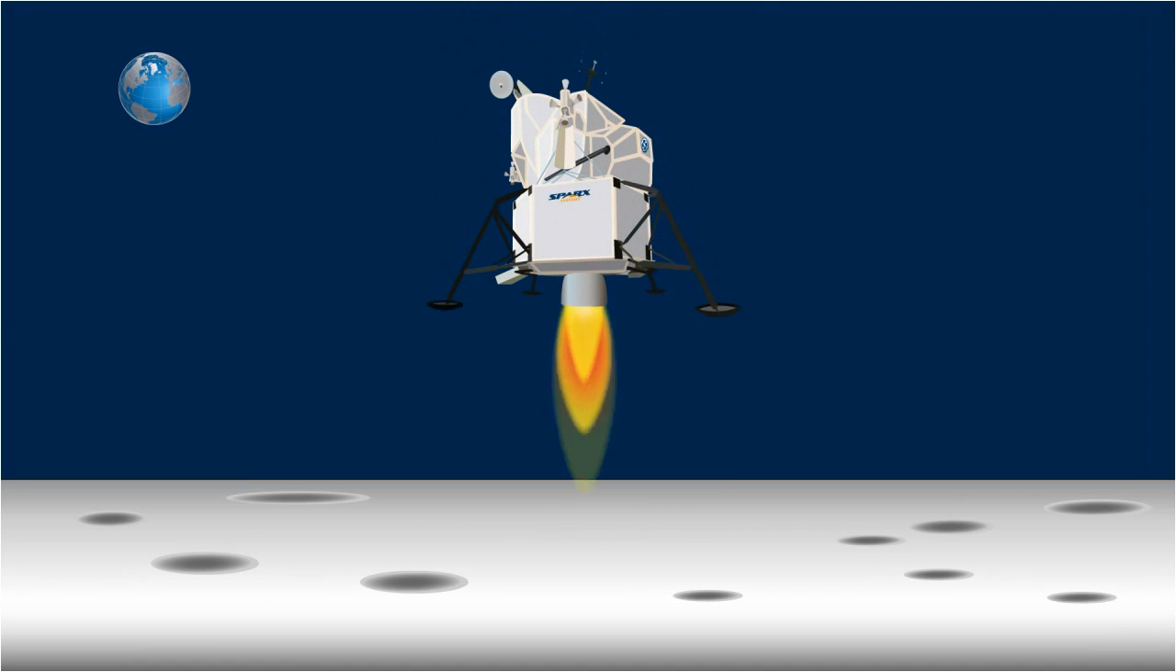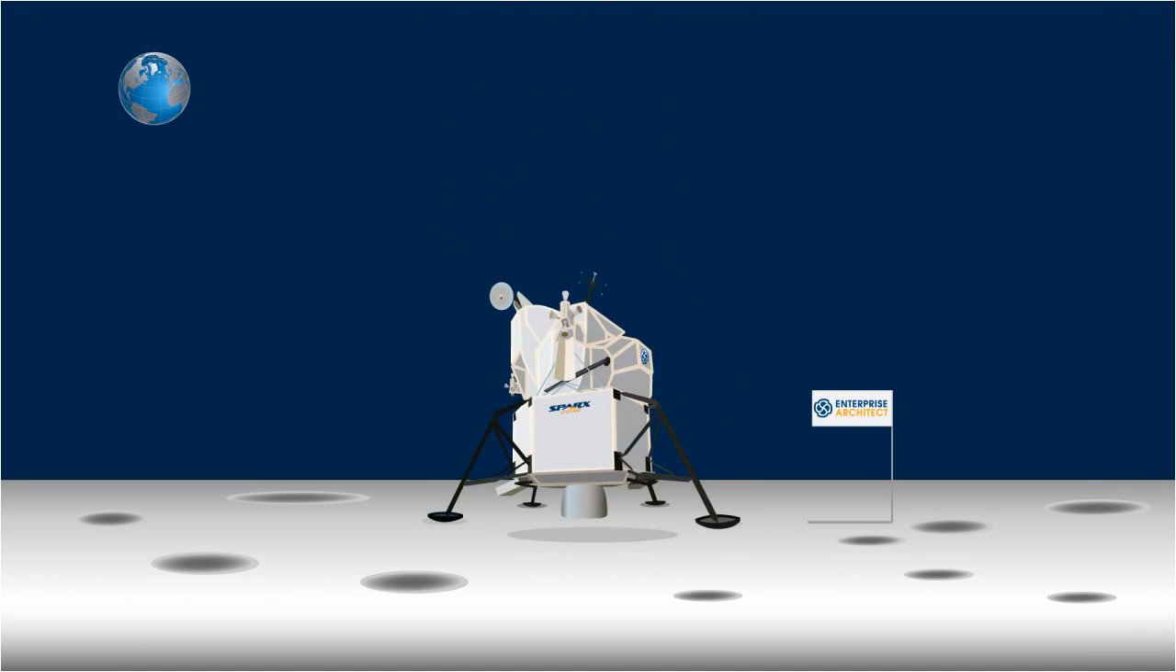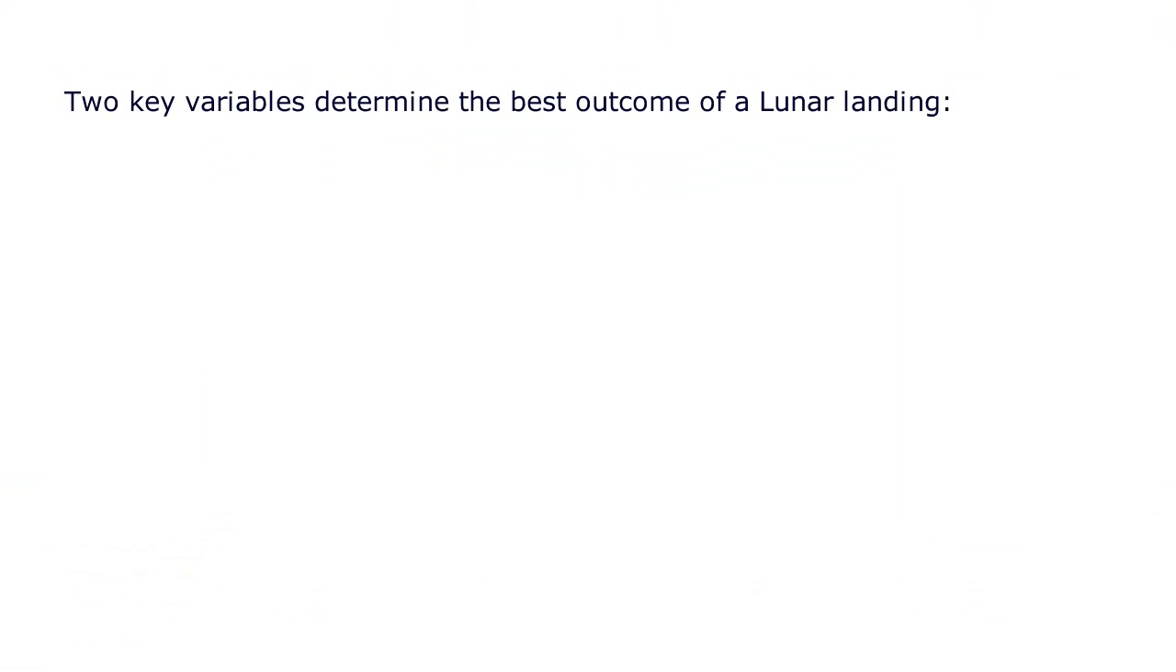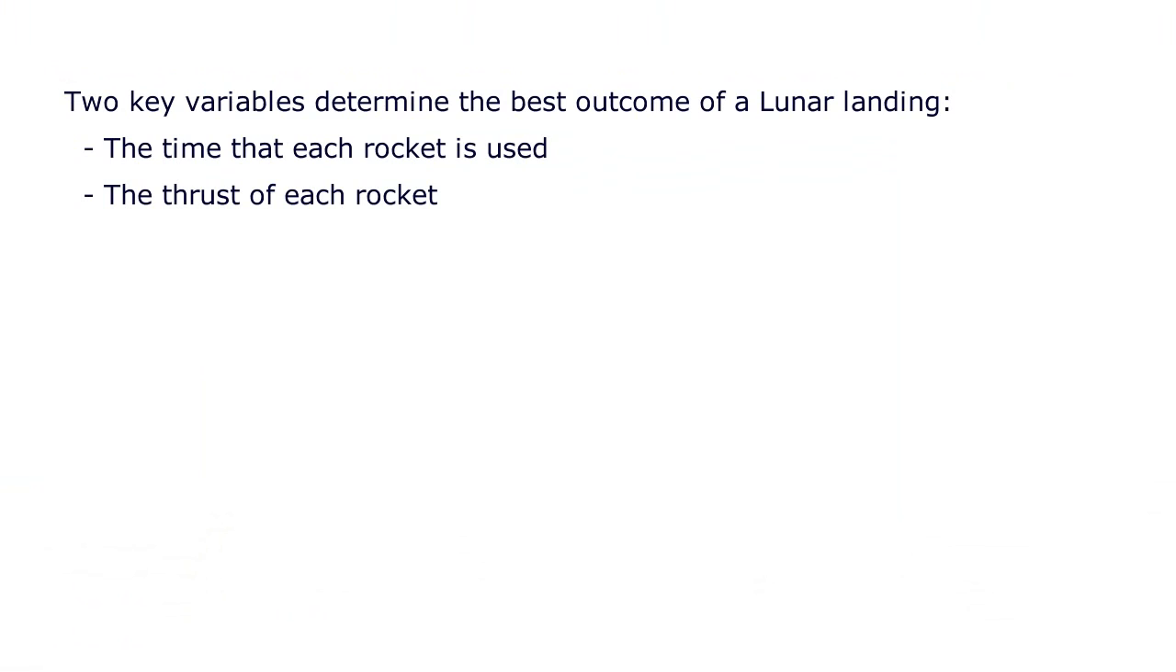The goal is to simulate a lunar landing. For this example, we are plotting a lunar module landing on the moon using two rockets with two different thrusts. When landing a lunar module, two key variables help to determine the best outcome. These variables include the time that the rocket is used and the corresponding thrust of each rocket.